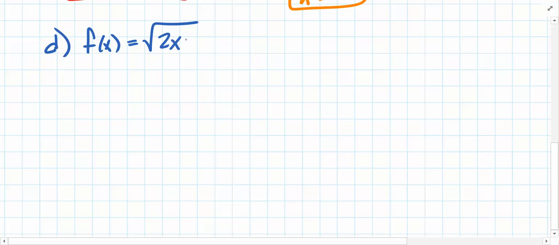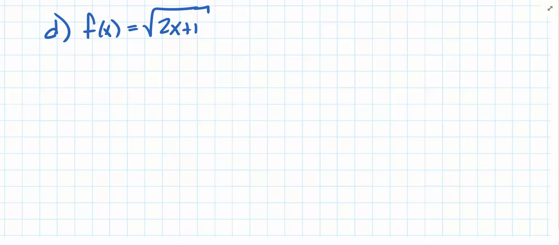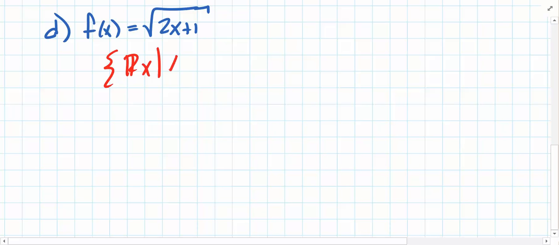What if I gave you f of x is equal to the square root of 2x plus 1? How would I find the domain of that function? x is greater than or equal to negative 1/2. Good. All real numbers x such that x is greater than or equal to negative 1/2. Jack, how'd you do that so fast in your head? I just subtracted the 1 and divided it by 2.